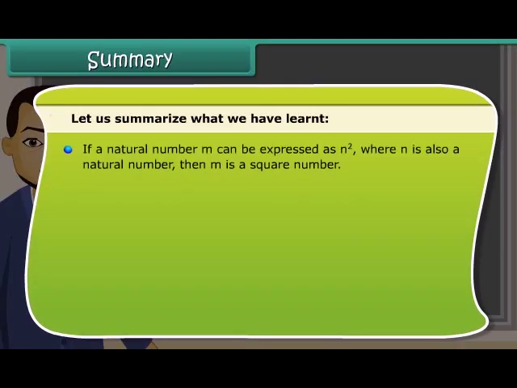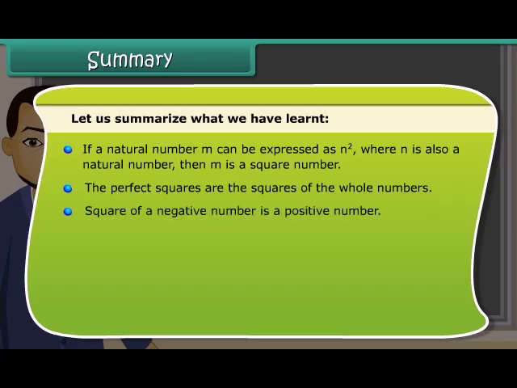If a natural number m can be expressed as n square, where n is also a natural number, then m is a square number. The perfect squares are the squares of the whole numbers. Square of a negative number is a positive number. Square root is an inverse operation of squaring.